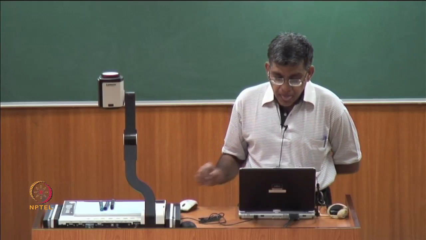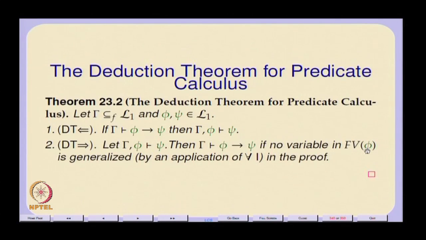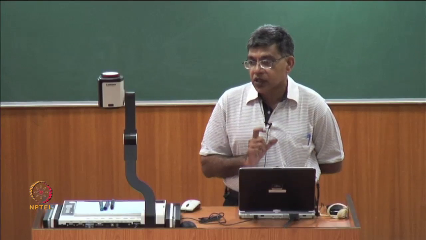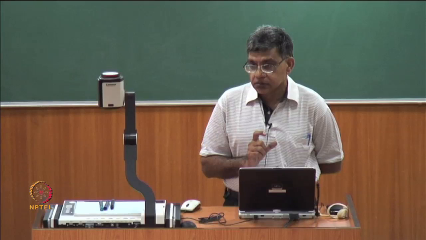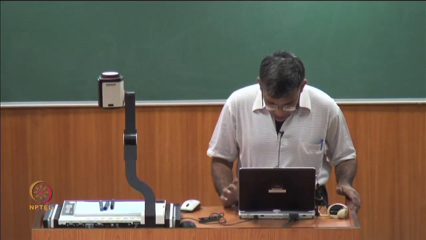provided, again, actually there is more to it. No free variable of phi should also occur free in gamma, right? I mean any free variable that is generalized should not occur free in gamma, right? Otherwise you cannot apply this gamma I rule, and that actually will distinguish between what is arbitrary and what is not arbitrary, right? So let us look at the proof of this.